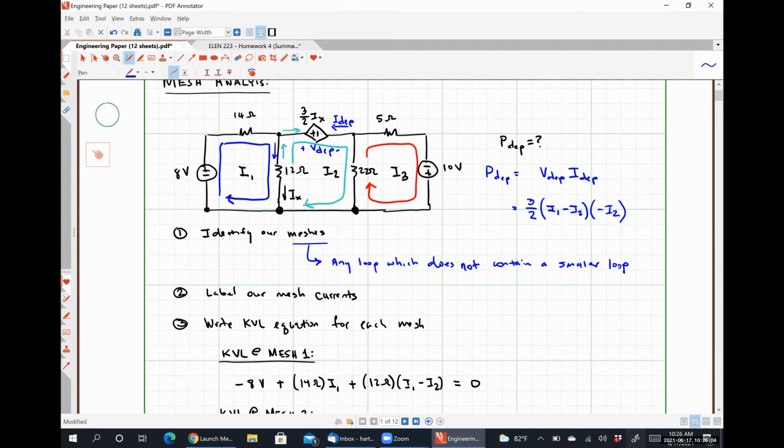So if we can agree that as the current I2 flows around its clockwise path through the portion of the circuit that has the dependent source, it is flowing from left to right, and we can see that I dependent is the current flowing through that dependent source from right to left, those two currents have to have the same magnitude but opposite signs because they're representing the same current flowing from opposite directions. So that is why I am saying that I dependent has to be negative I2.